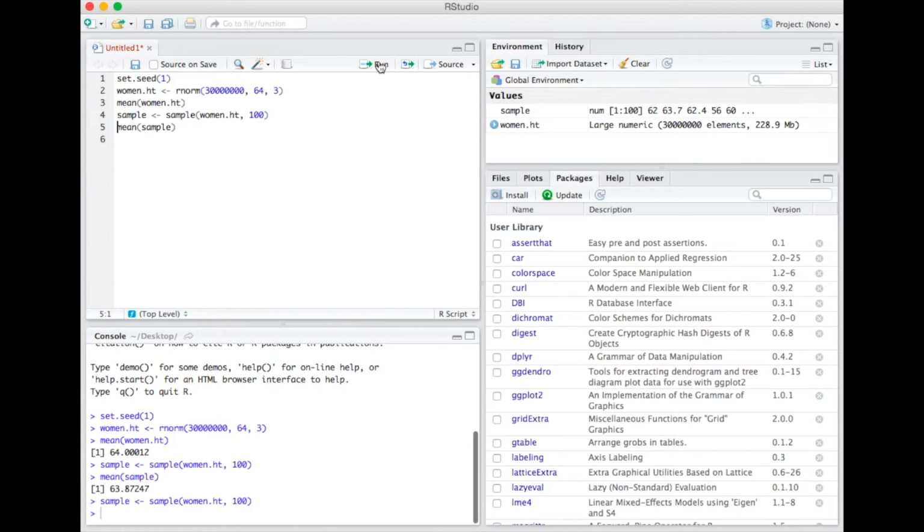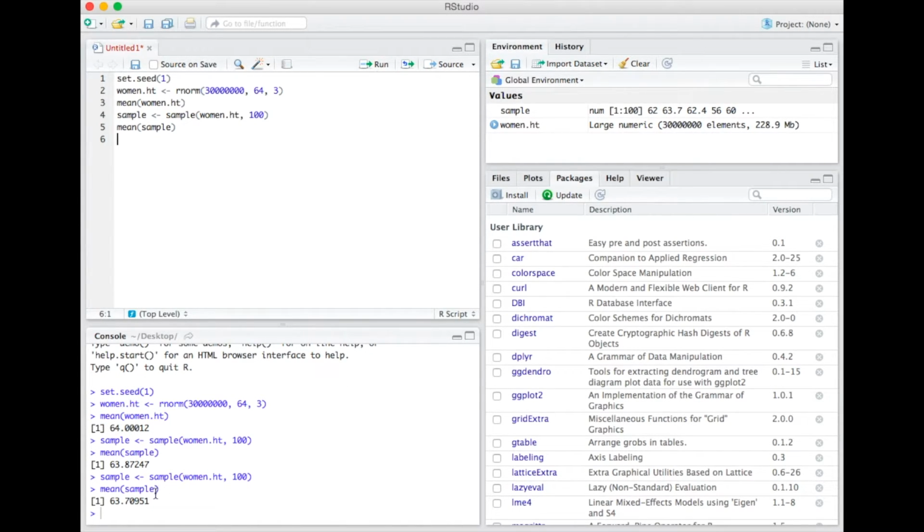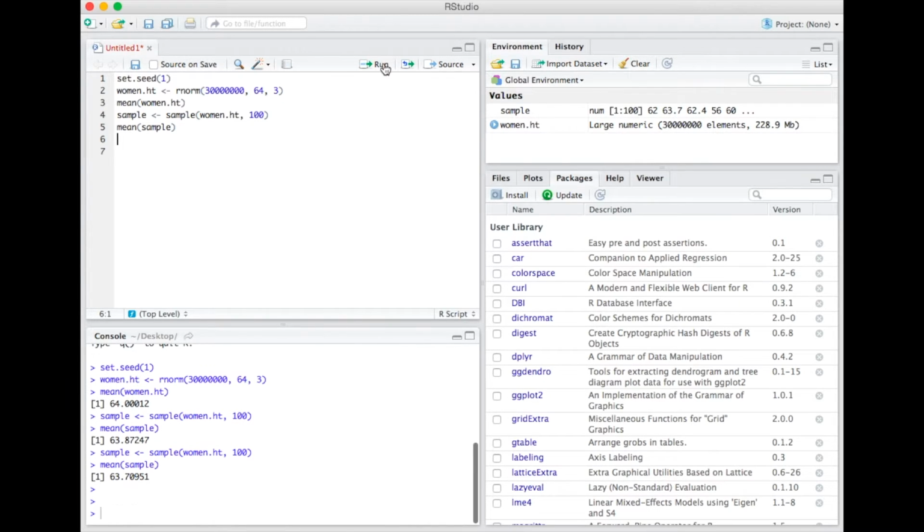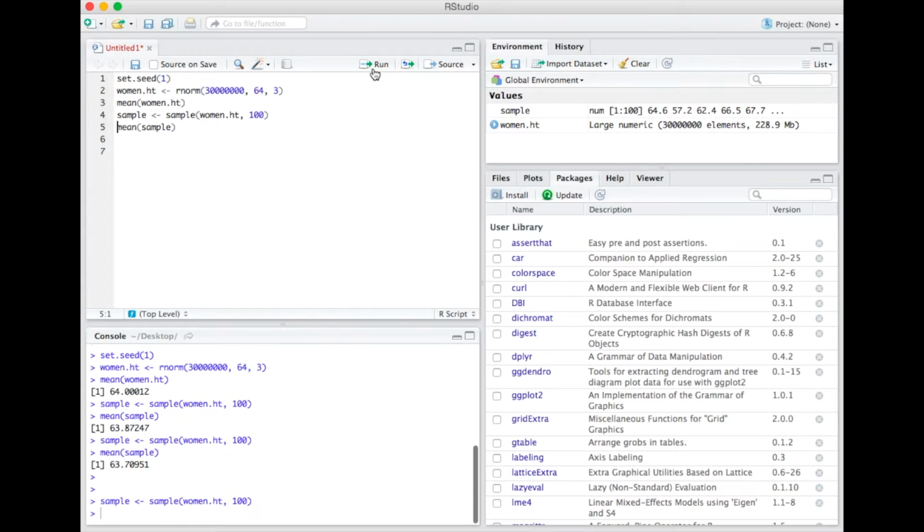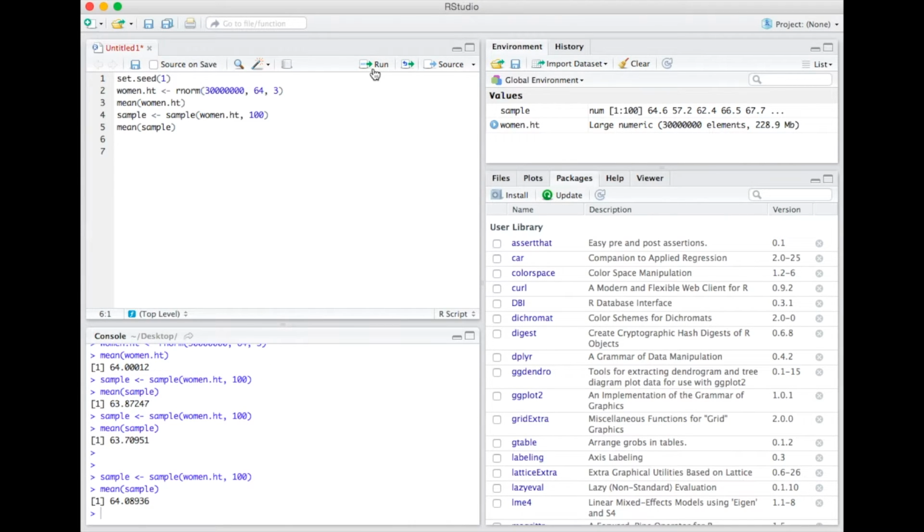I can just run this again, and R will take another random sample for me, and I can look at the mean of that sample, and it's a little bit different, 63.71 or so. I can take another one, and I'm going to get a mean of 64.089. If I do it again, I get a mean of 64.107. So you can see that these means are all pretty close to the mean of the population, which is right about 64, but they vary a little bit around the mean like we've been talking about.